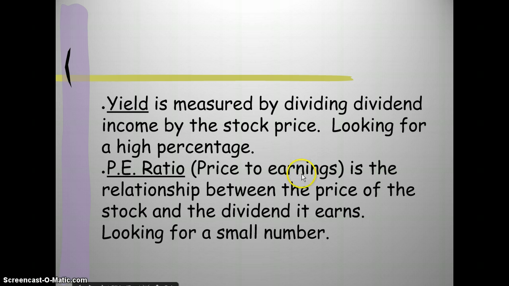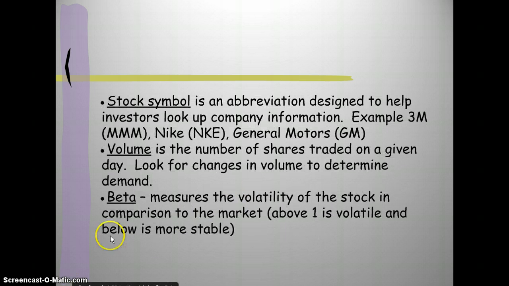The PE ratio is known as the price to earnings ratio. This is the relationship between the price of the stock or its value and the dividend that it earns. Here you're looking for a smaller number. Basically what it's telling you is how long it will take you to get your money back, your initial investment, that is, through dividends. So some of you may see some pretty high numbers here, 20 or 30, which means it would take 20 or 30 years for you to get your initial investment back through dividends, not through a capital gain.